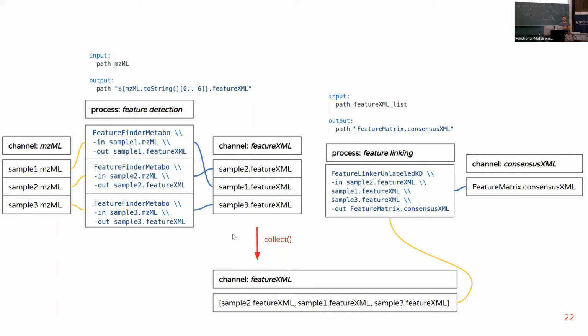We can then collect all the items in the channel and put them in a list. So we would have a channel that only has one item in it, which is a list. And this channel was the input of the feature linking process. Interestingly here, you can see the input is the featureXML list, and it automatically unpacks that, namespace separated, into your command line tool function call. And the output is just the consensusXML channel. That's it.